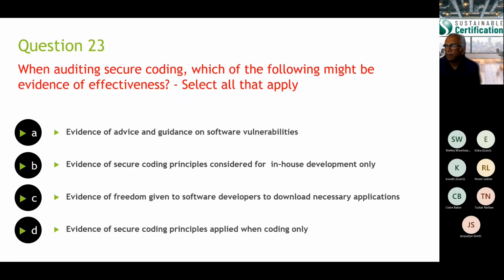When auditing secure coding, which of the following might be evidence of effectiveness? Evidence of advice and guidance on software vulnerabilities, evidence of secure coding principles considered for in-house development only, evidence of freedom given to software developers to download necessary applications, evidence of secure coding principles applied when coding only.